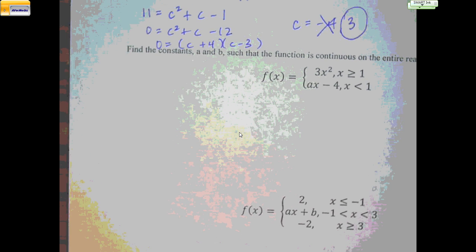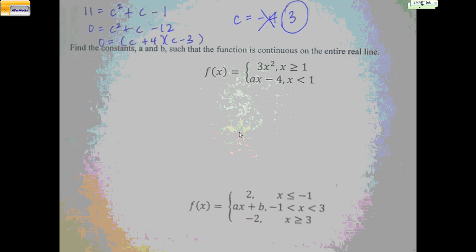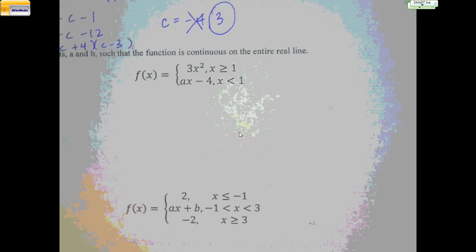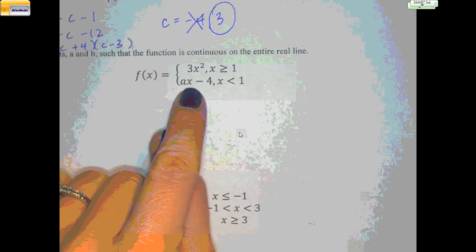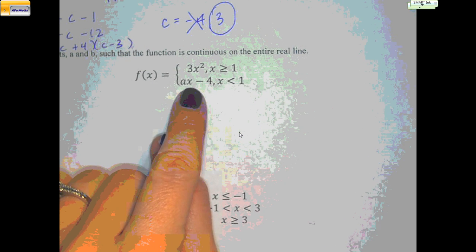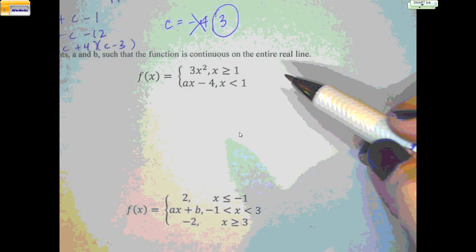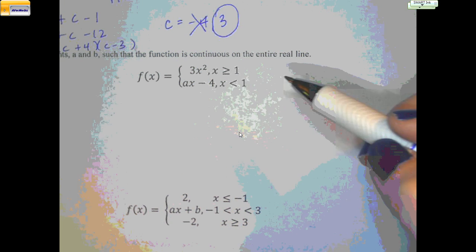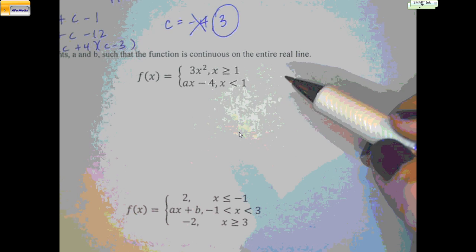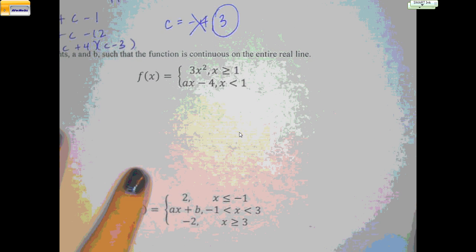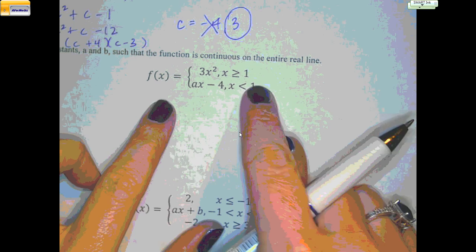Last bit. Find the constants a and b, because they've got extra variables in these, such that the function is continuous on the entire line. Yesterday, when you had a piecewise function and you wanted to know for sure if it was continuous, you would plug in the number and make sure they came out with the same value. Do you remember that? It meant that where one graph ended, the other one picked up and started. So that's what has to be true for this. We have to make that happen.